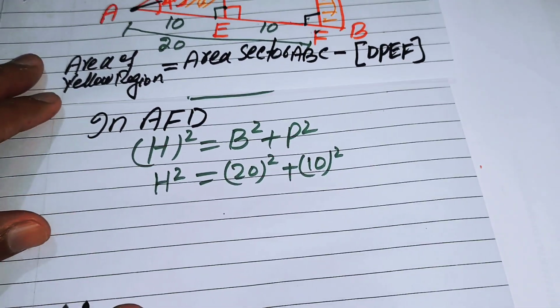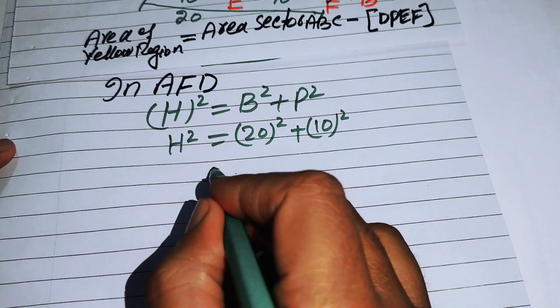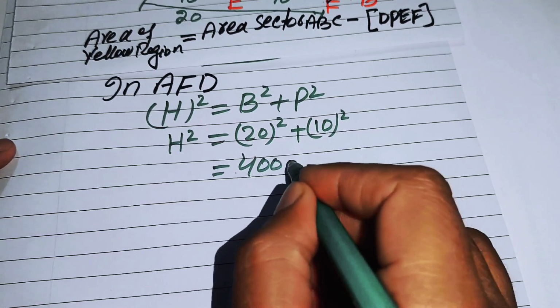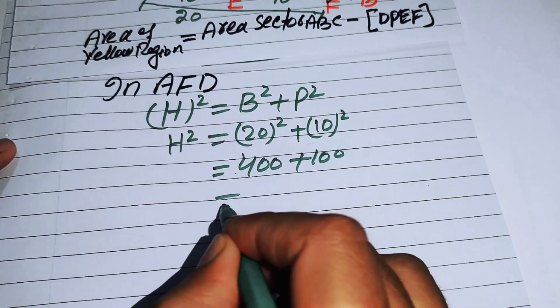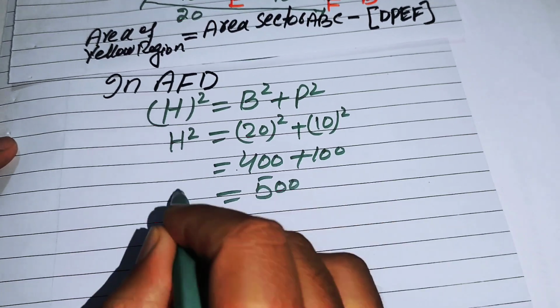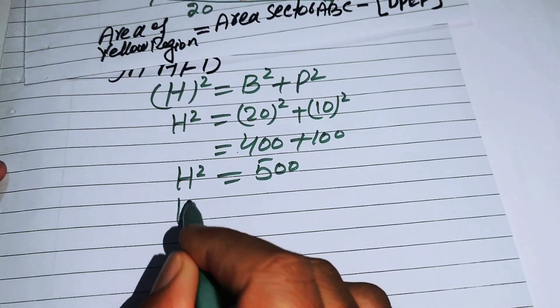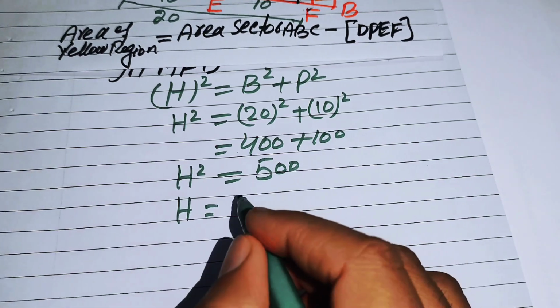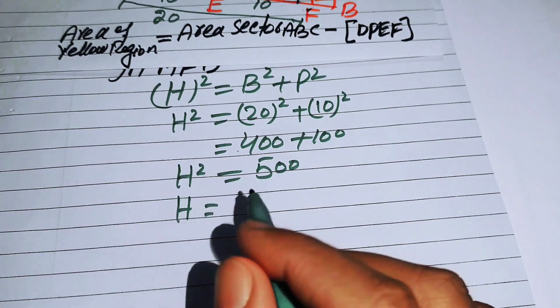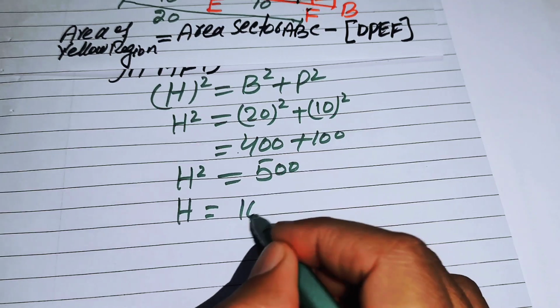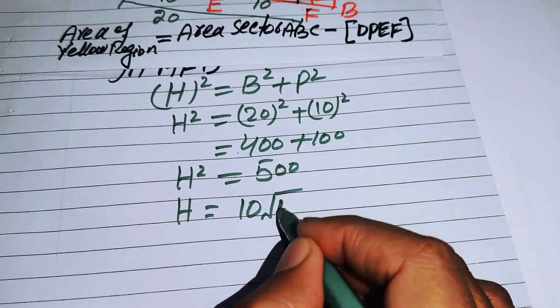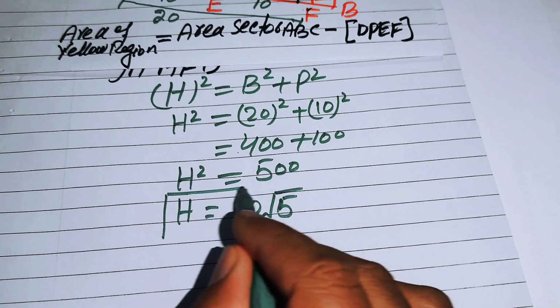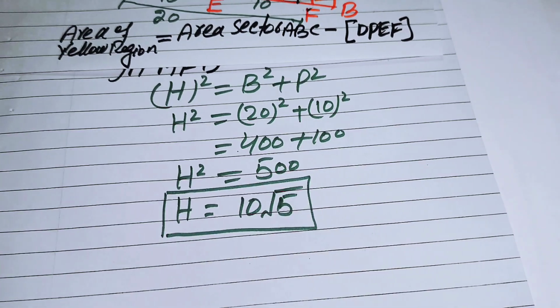Now we can make a little bit of simplification here, and you will easily get 400 plus 100, so it is equal to 500, and this is our hypotenuse square. Now we take the square root on both sides, so you will easily get the hypotenuse as 10 times the square root of 5.